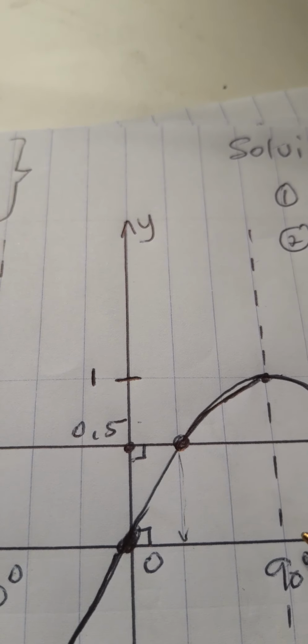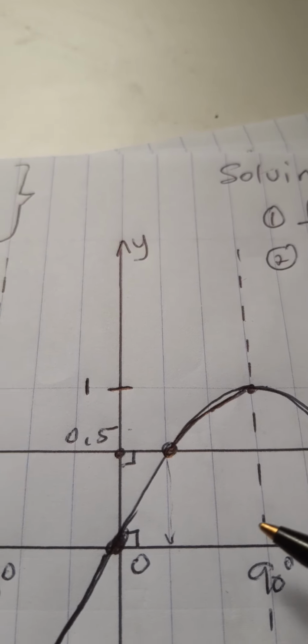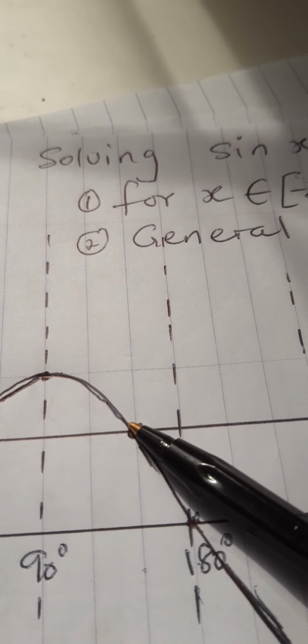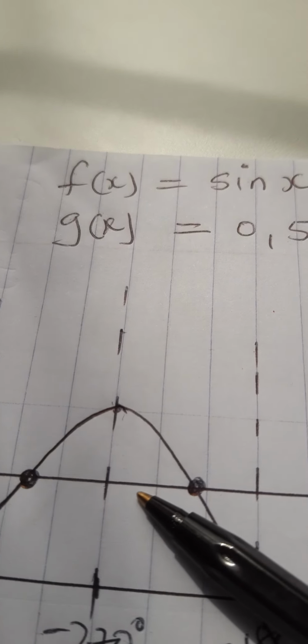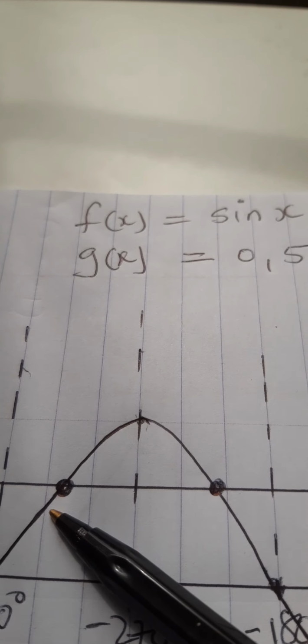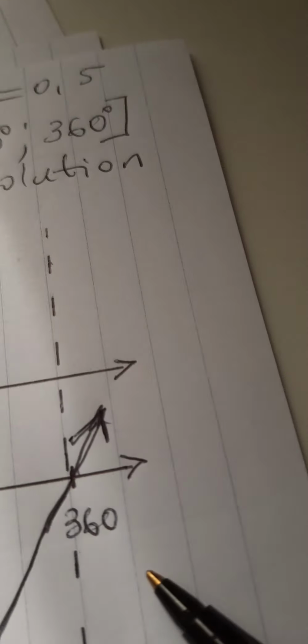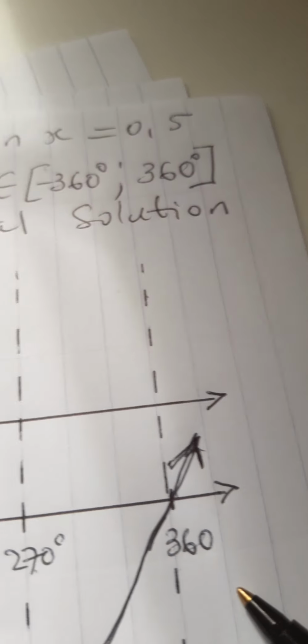Now, the solution to the equation, the sine of x is equal to 0.5, is going to be at the points where the graph of f intersects the graph of g. Let's look at the points of intersection. Here's a point of intersection. There's another point of intersection. And there's another point of intersection. And there's a fourth point of intersection. Between the interval, again, negative 360 and 360 degrees.